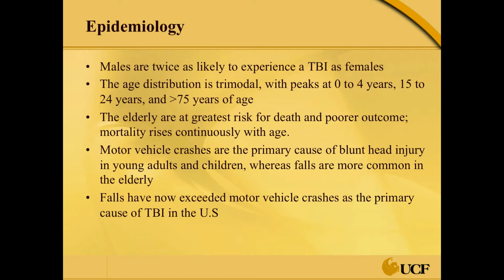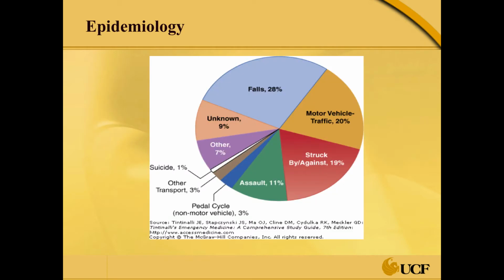Motor vehicle crashes are the primary cause of blunt head injury in young adults and kids, and then falls are going to be more common in your elderly. And now those have exceeded motor vehicle crashes as the primary cause of TBI in the US. You can see that here at 28% versus just 20%.